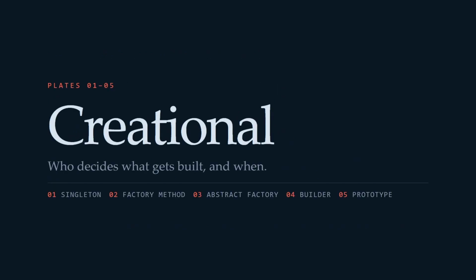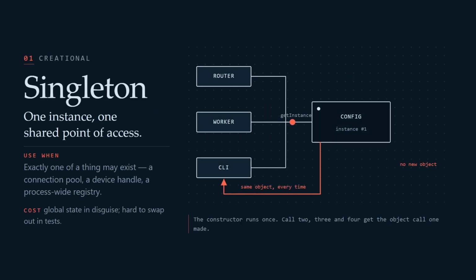First up, creational patterns. 5 answers to 1 question. Who decides what gets built? 3 callers ask for the config. The first call constructs it. Every call after gets that same object. A second one never exists. It's also global state in disguise, which is why it's so hard to test.